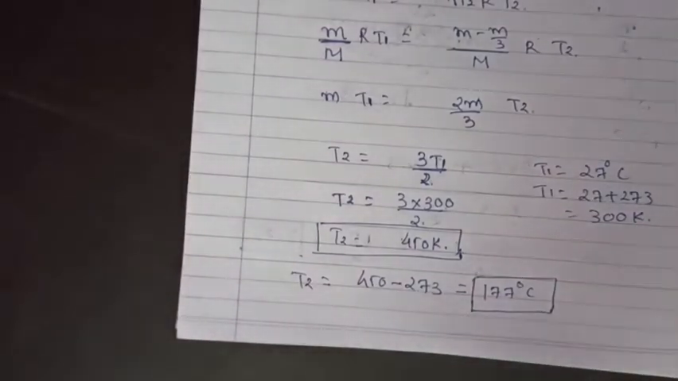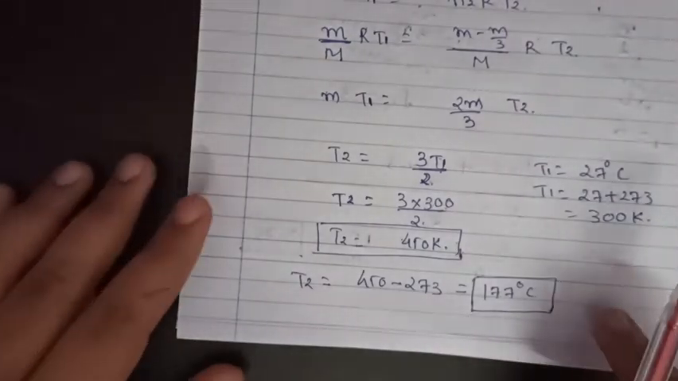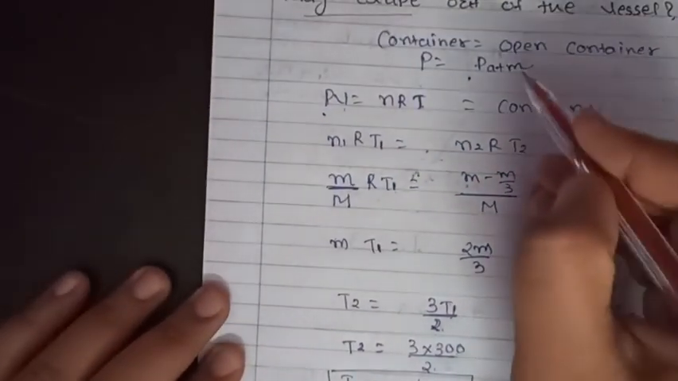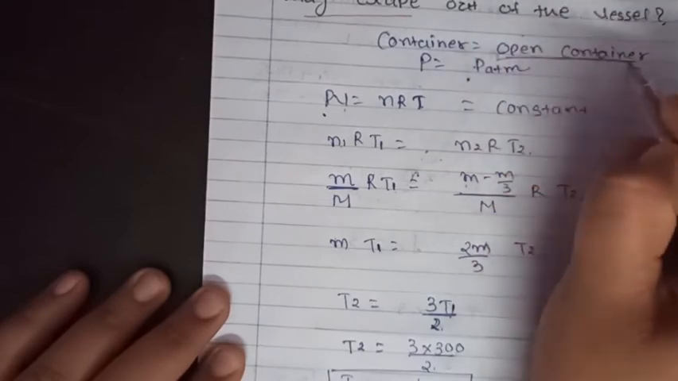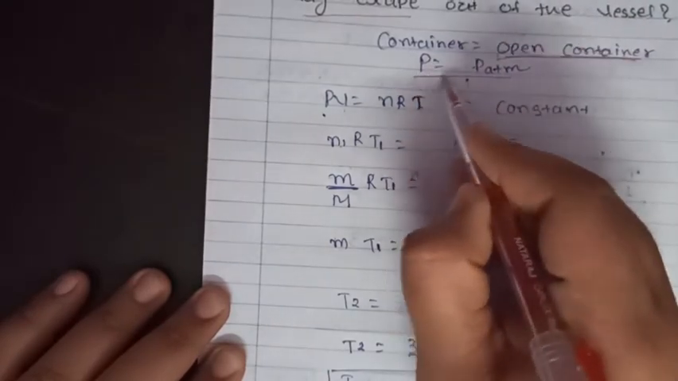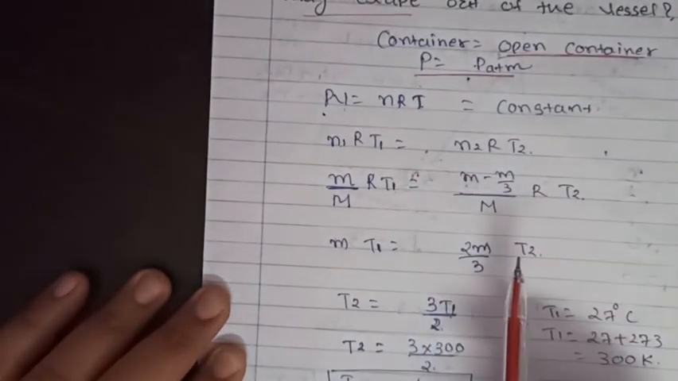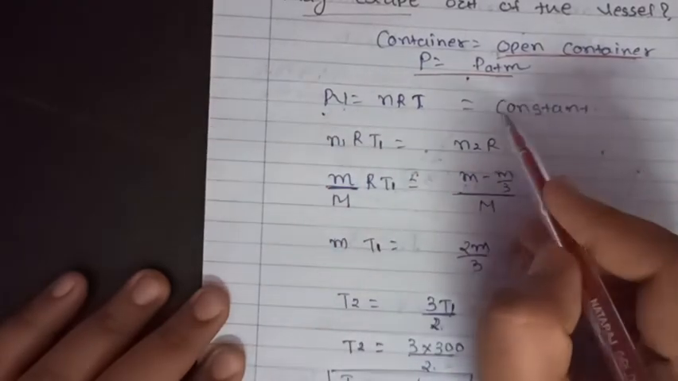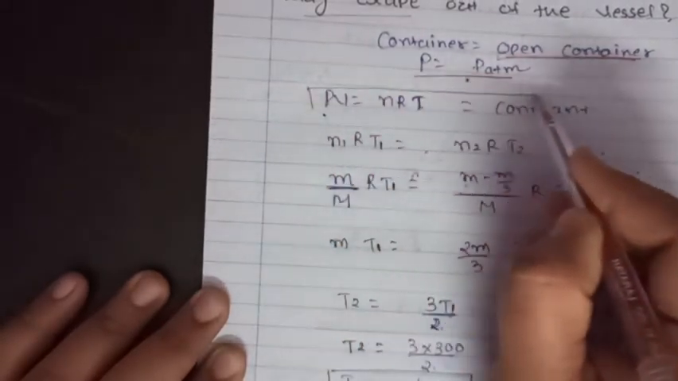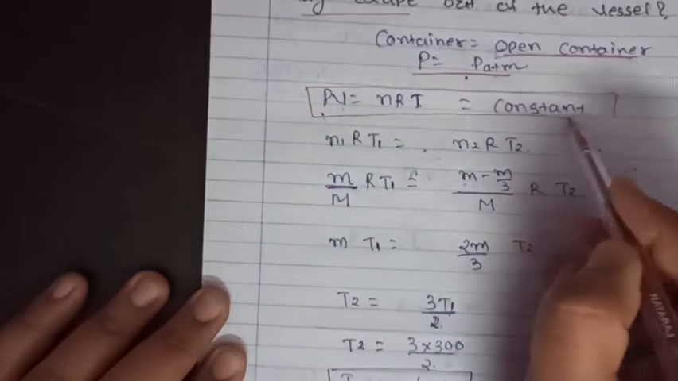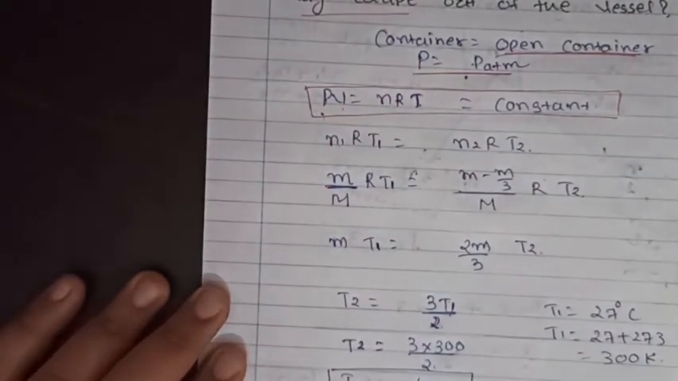Here the key concept was that container is open container, so pressure is equal to P atmospheric, so PV will be equal to constant. This is the key concept to solve the problem.